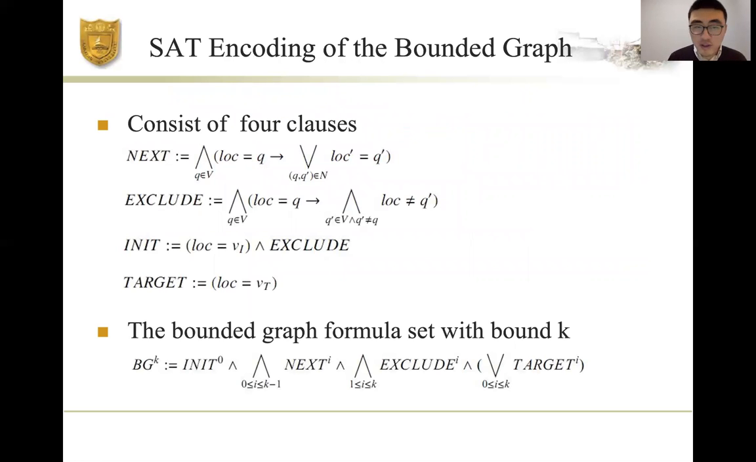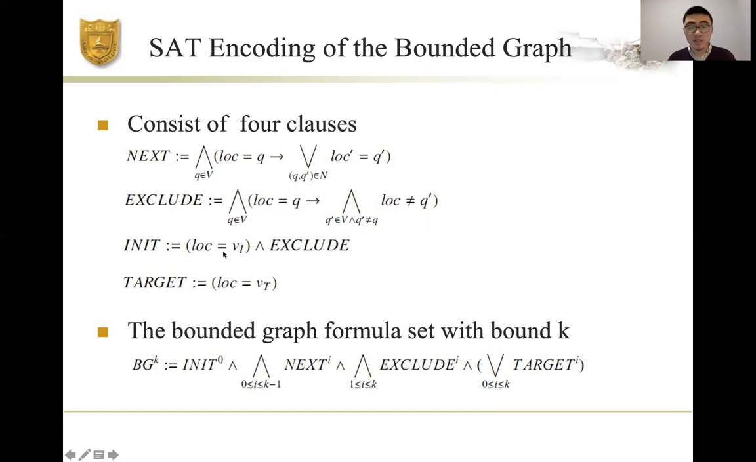For example, the clauses we have. First, we have next. It says for all the locations, if location now equals Q, then it implies that for the next step, the location prime will equal Q prime. What kind of Q prime? We have Q and Q prime in the transition, in the jump. And we also have exclude: if location equals Q now, it implies the location cannot be any other locations. You can only stay in one location at a time.